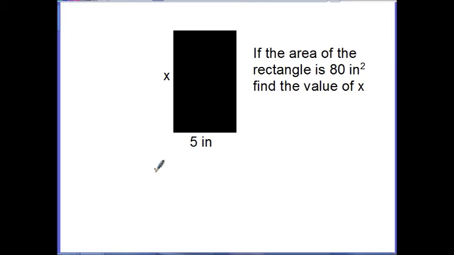So here we go. If area of a rectangle equals base times height or length times width, let's plug in our pieces. We know the area is going to be 80, we know the base is 5, and the height is x. If you interchanged it, that was fine. Divide both sides by 5, and for our solution, we're going to be left with x equals 16 inches.